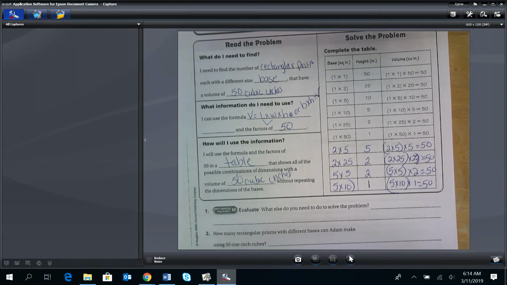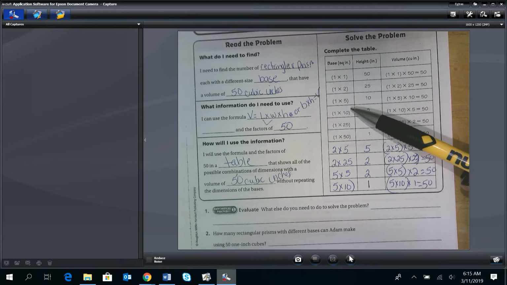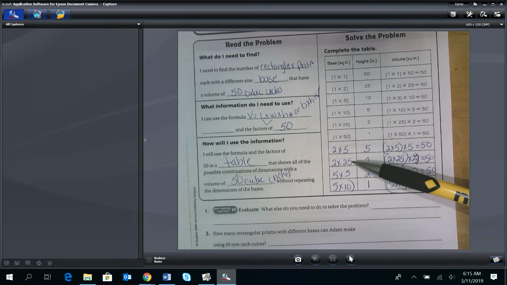So what else did you need to know to solve the problem? Well, you needed to know that each combination in the table could only be used once, and all it is really doing is changing it around. So how many different boxes can I have? Our rectangular prisms. 1, 2, 3, 4, 5, 6, 7, 8, 9, 10. I think we got them all with those 10.